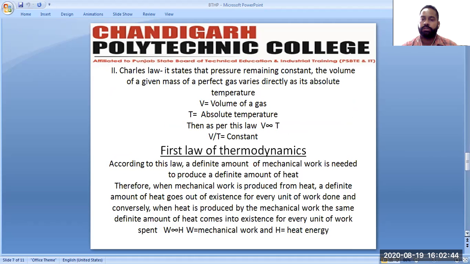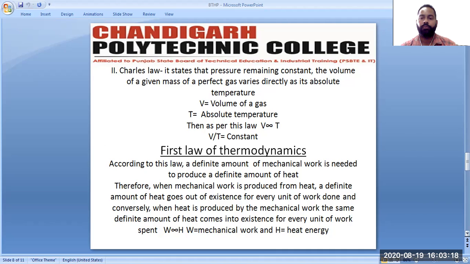Second law is Charles' law. It states that pressure remaining constant, the volume of a given mass of a perfect gas varies directly as its absolute temperature. So in this law, pressure is constant and volume is directly proportional to its temperature. So V upon T is equal to constant. V is equal to volume of a gas, T is absolute temperature.